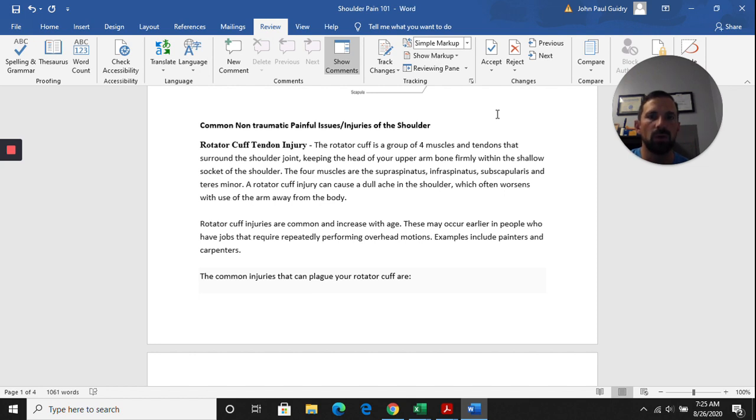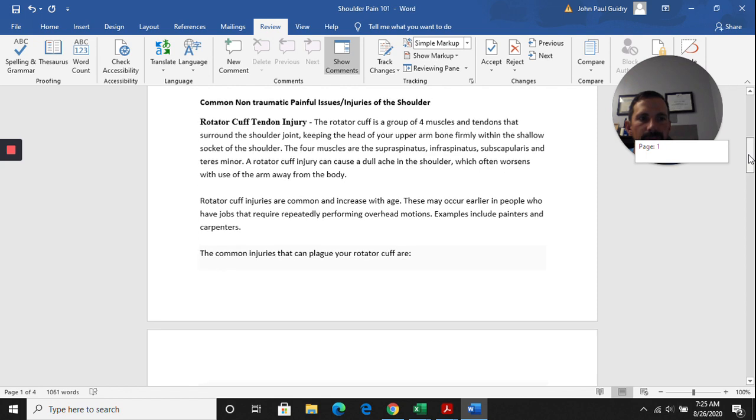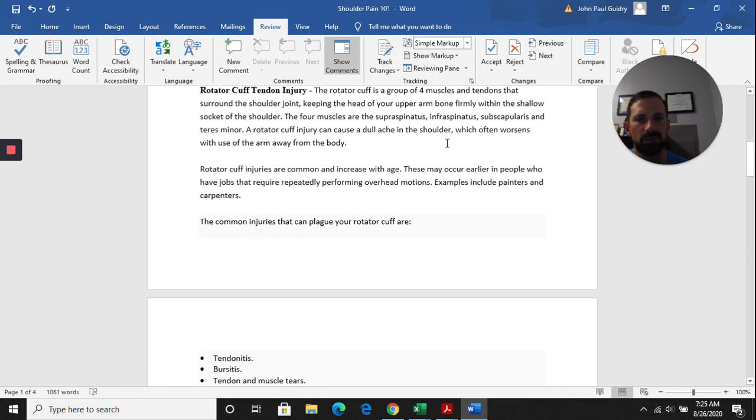A rotator cuff injury or inflammation, irritation, can cause a dull ache in the shoulder. Generally, you're going to get some more acute, sharp pain when you're moving the arm up or moving the arm away from the body. You may get a pinching sensation throughout the arc. And so there are various ways it can present.